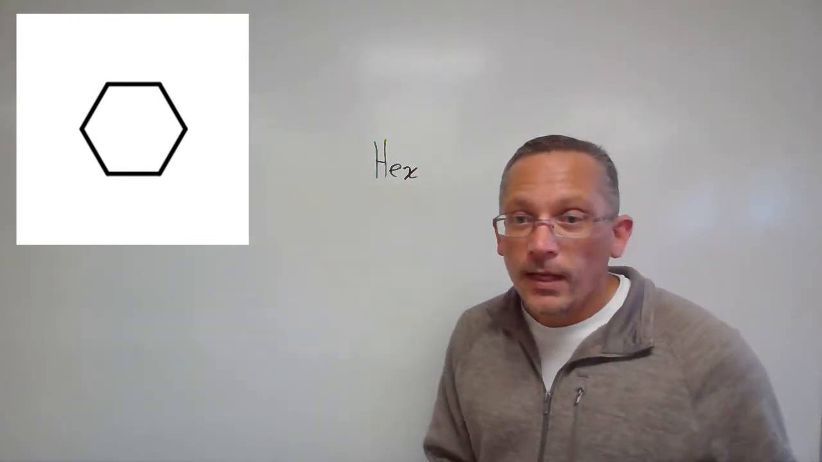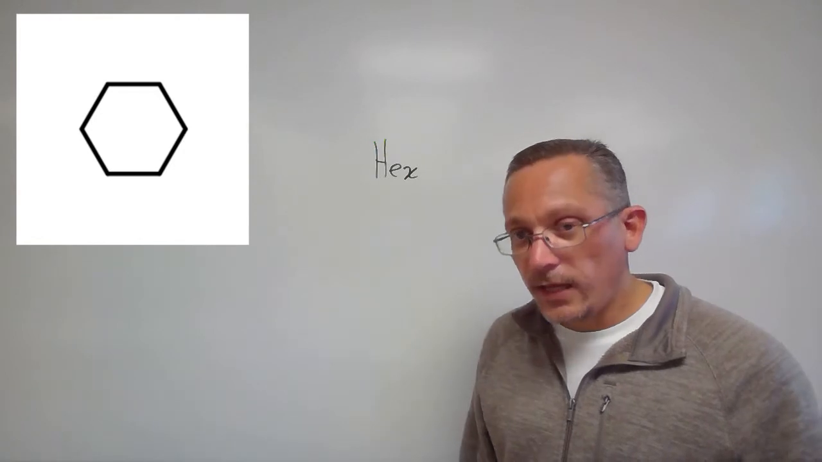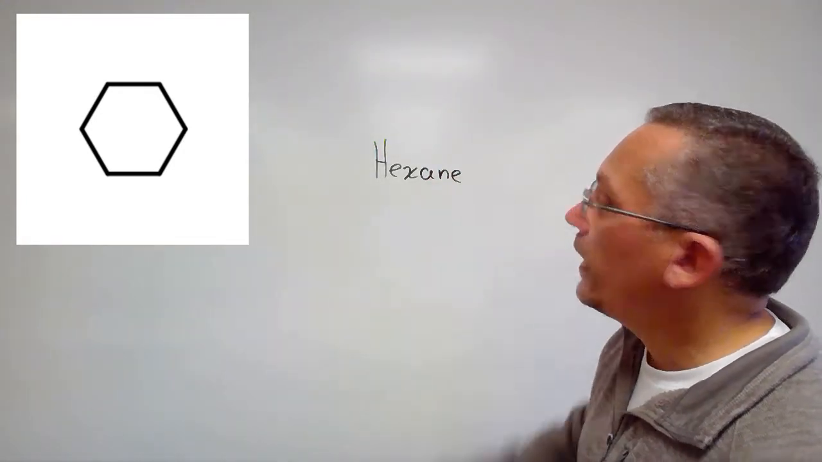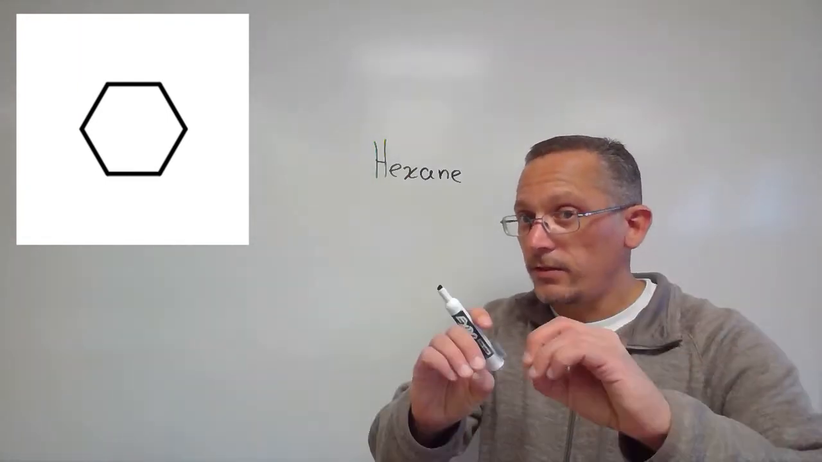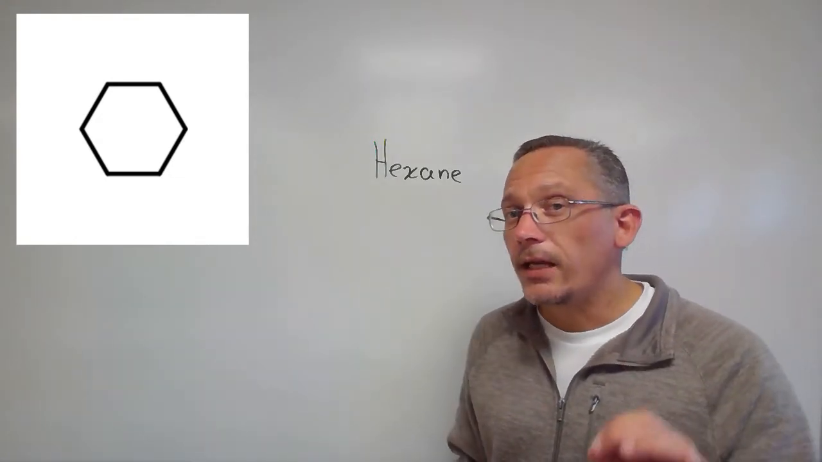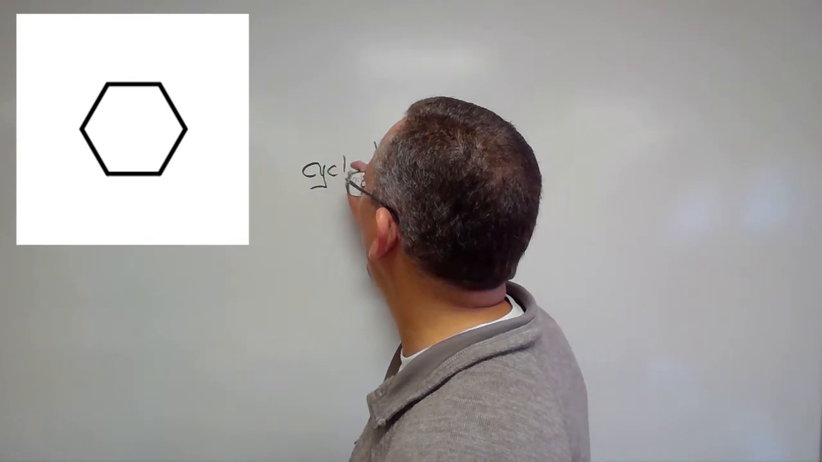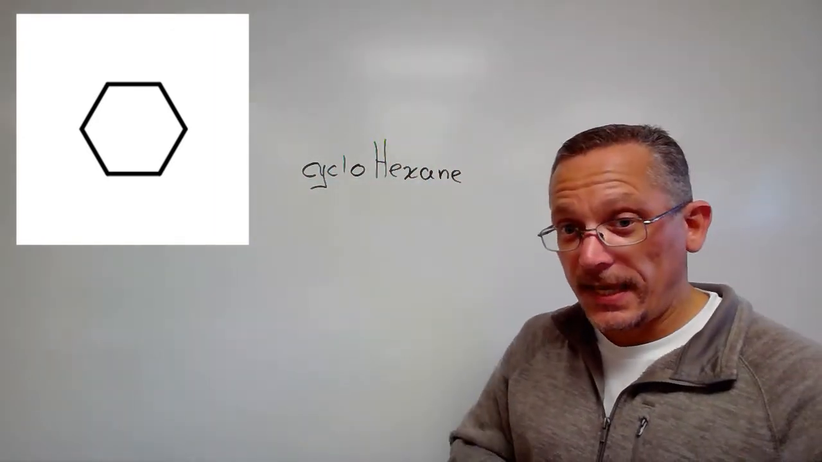It's hex. And then there are no double bonds or triple bonds. This is an alkane. So I'm going to end the word with ane. And then because it's not a straight chain, it's a ring, I'm going to stick the prefix in front of there, cyclo. So that particular one would be called cyclohexane.